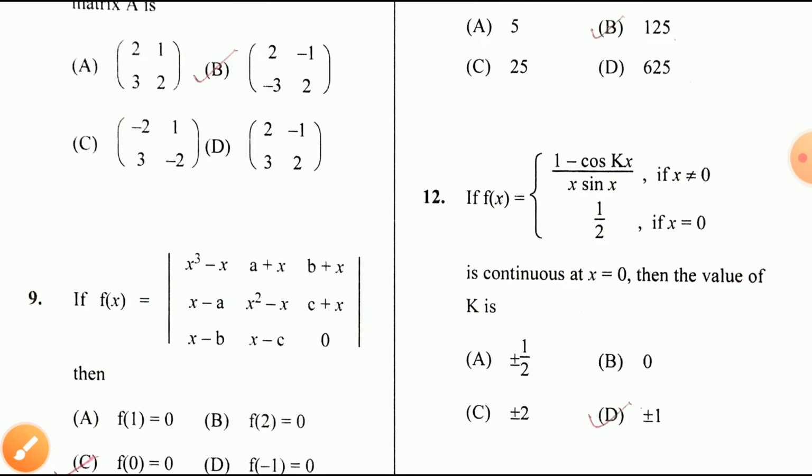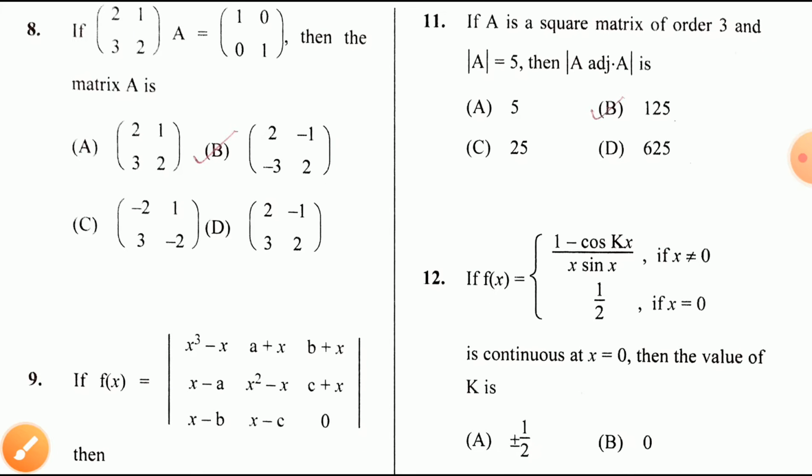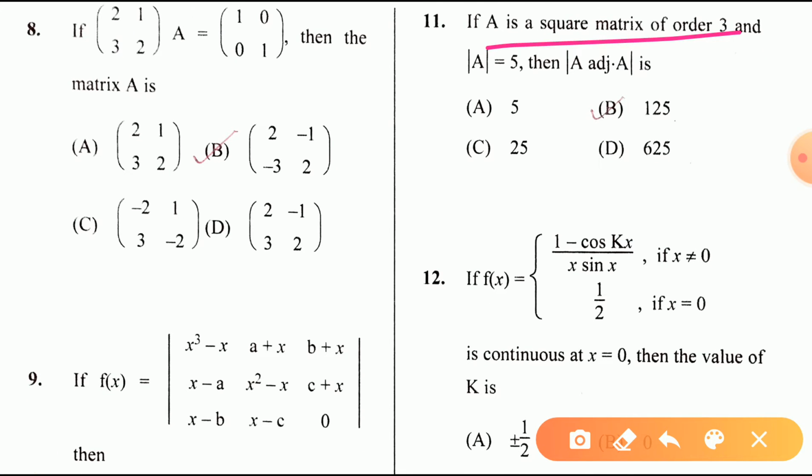Next, move on to question number 11. Okay. If A is a square matrix of order 3, and the determinant of A is equal to 5, then the determinant of A times adjoint of A is, okay, here we know that determinant of A times adjoint of A is equal to determinant of A times determinant of adjoint of A. The determinant of A is given, that is 5.